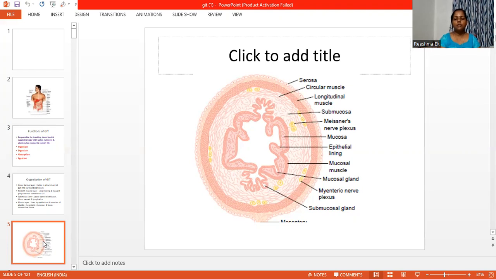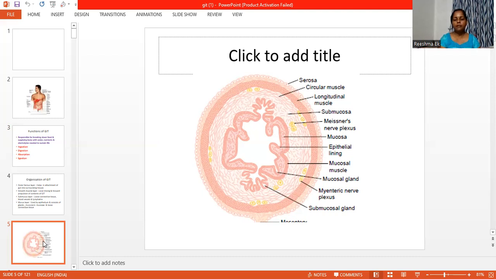All the digestive glands which produce digestive juices are present in the mucus layer. The mucus layer is in close contact with the lumen of the gastrointestinal tract. The lumen is the inner hollow space found in the gastrointestinal tract. So the innermost layer is the mucus layer, outer to it is the submucosa, then the circular muscle layer, the longitudinal muscle layer, and the serous coat.